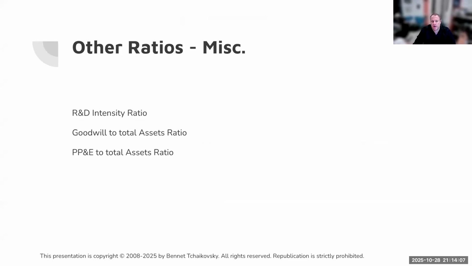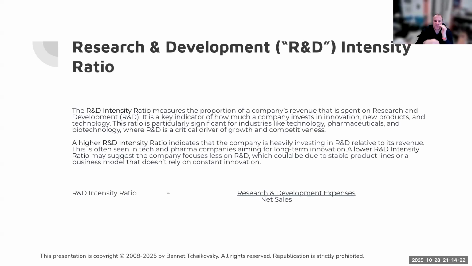So we're going to take a look at three other ratios, and these don't really apply to Five Below, but for those that are taking my classes and those who are looking at technology companies, you probably want to take a look at these. The first one is the R&D intensity ratio. It measures the proportion of a company's revenue that is spent on research and development. It can be a key indicator of how much a company invests in innovation, new products, and technology. This ratio is particularly significant for industries like technology, pharmaceuticals, and biotech, where R&D is a critical driver of growth and competitiveness.